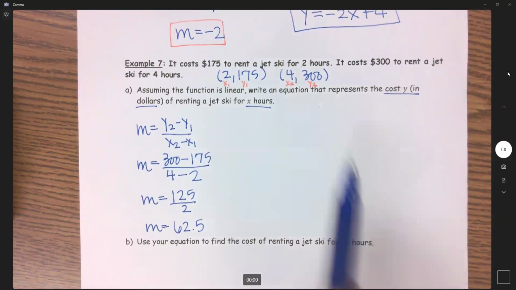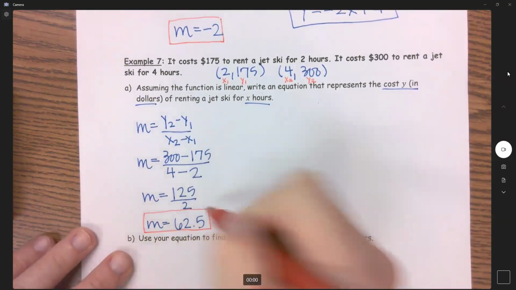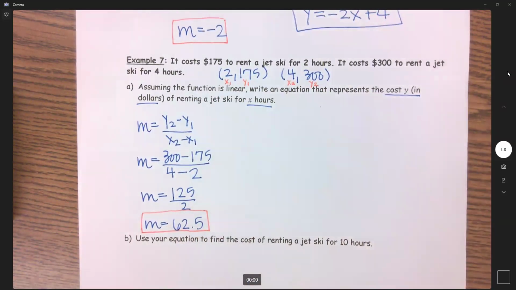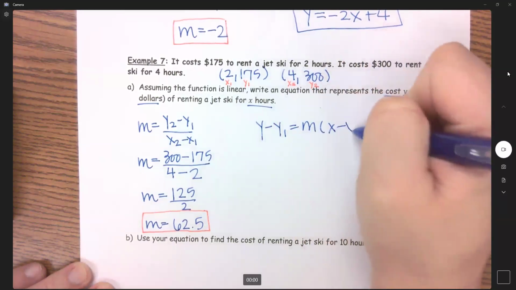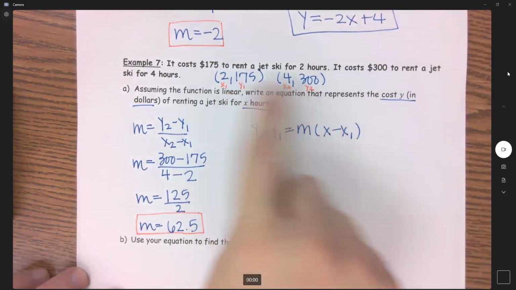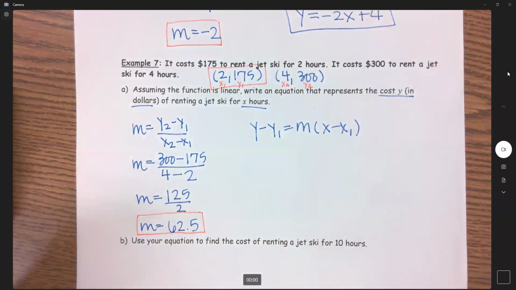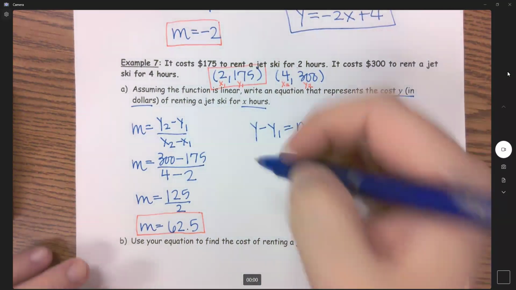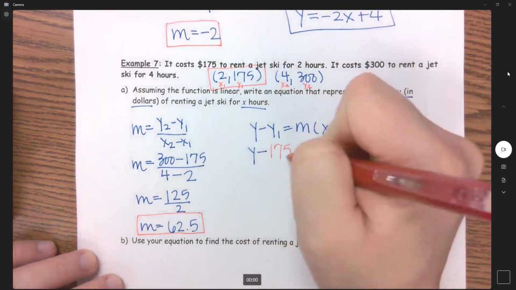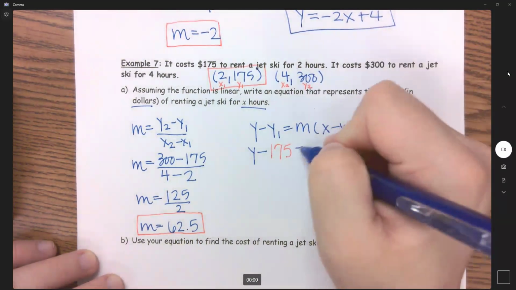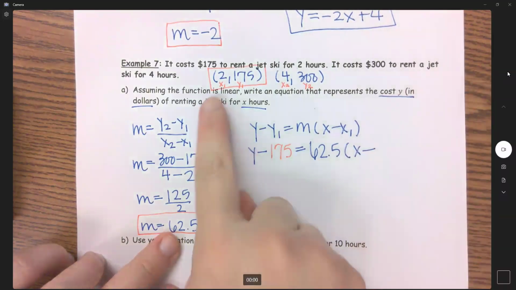Okay. So now to write the equation, I now have my slope. So we'll be using this bit of information, and now I have 2 points. So my formula is y minus y1 equals m times x minus x1. You can use either of these 2 points, but because this point here is already labeled x1, y1, I think it's easier to use that one since it's labeled correctly. So we have y minus y1, which is 175, equals my slope of 62.5 times x minus x1, which is 2.